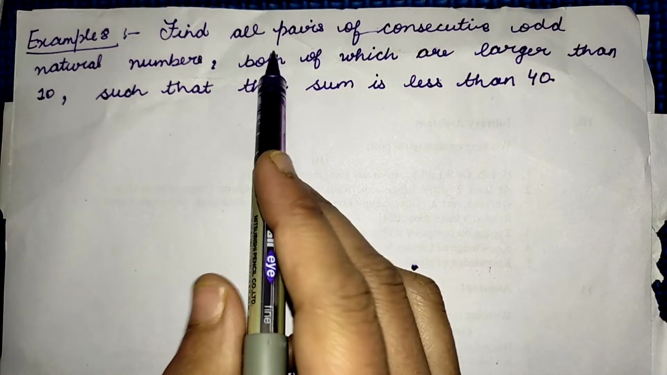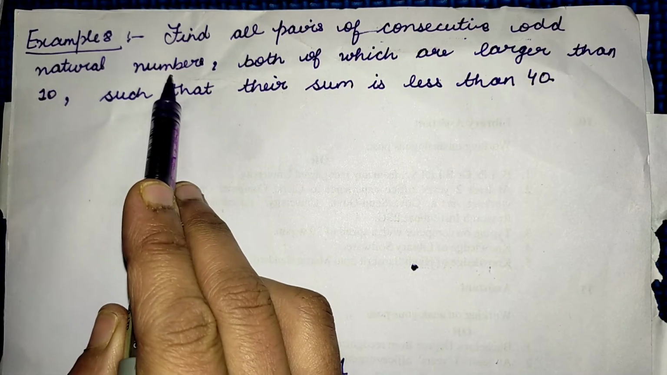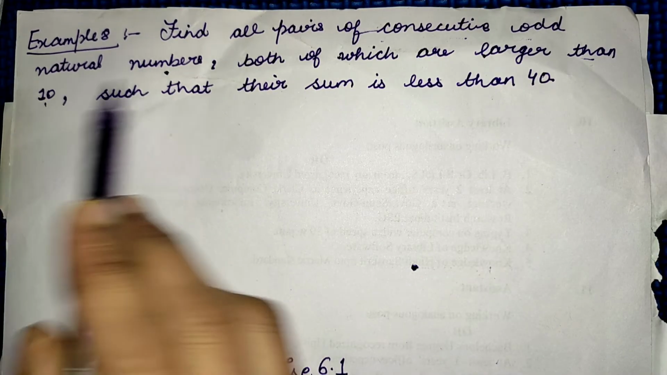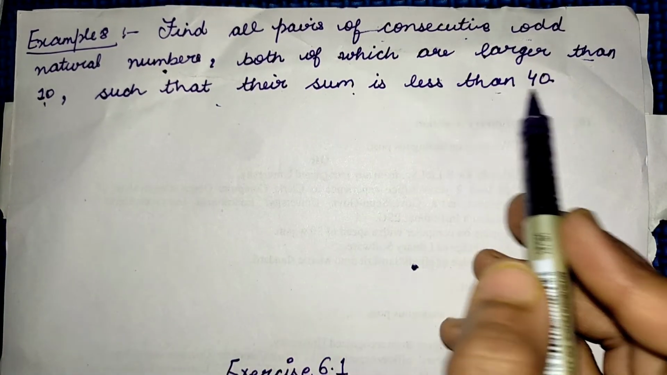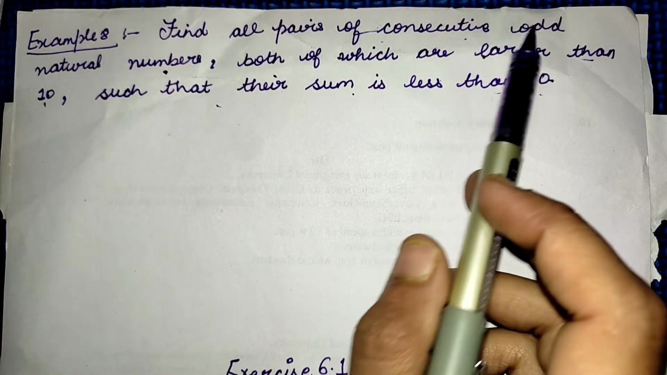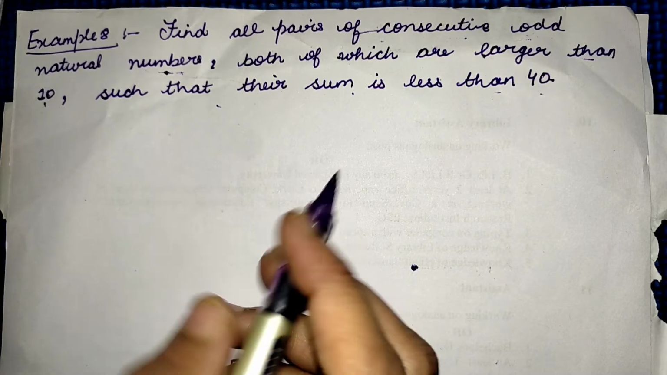Example number 8 is what? Find all pairs of consecutive odd natural numbers, both of which are larger than 10, such that their sum is less than 40. So what is given to us? That there are two consecutive positive odd natural numbers.